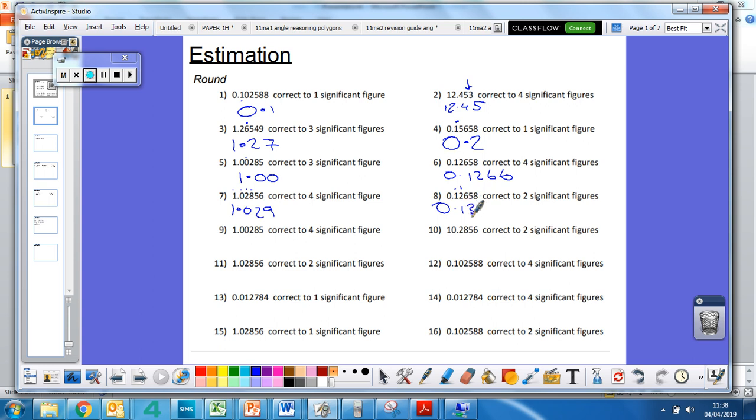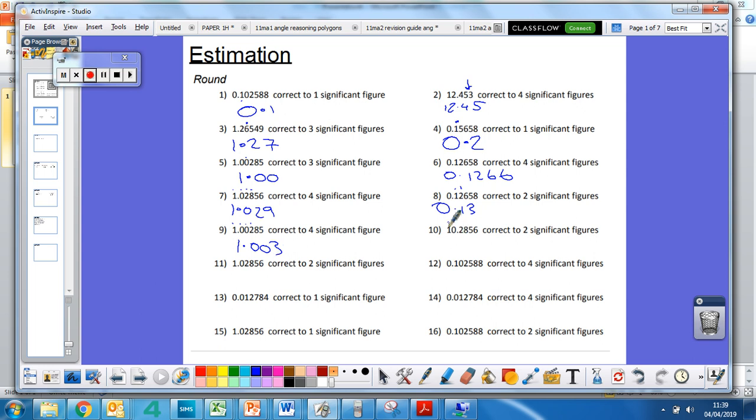4 significant figures. The 1 is the first, the 2, that's the second, the third, the fourth. It's 1.002, but we need to check if it rounds up. The 8 rounds it up, it's 1.003.